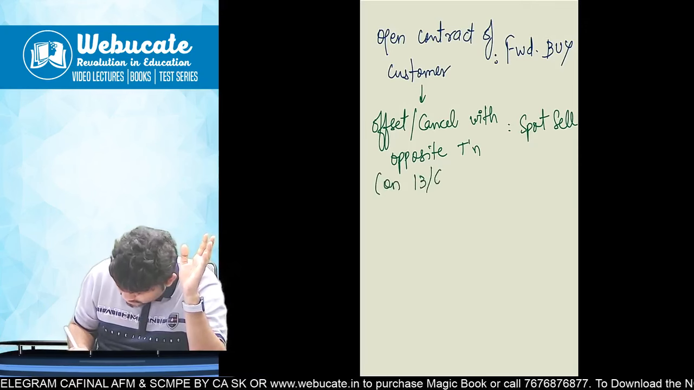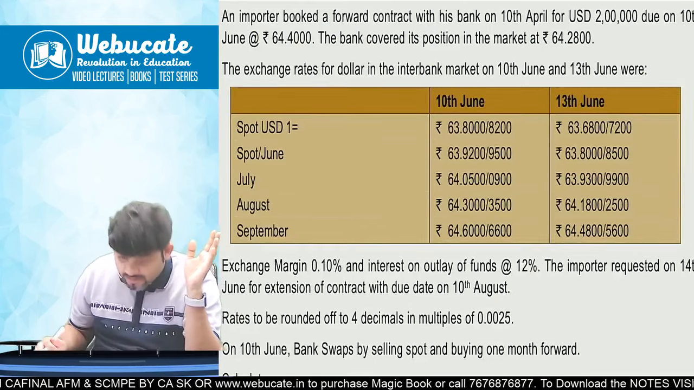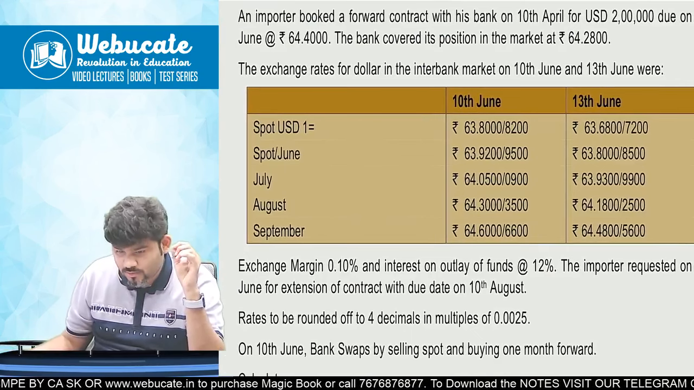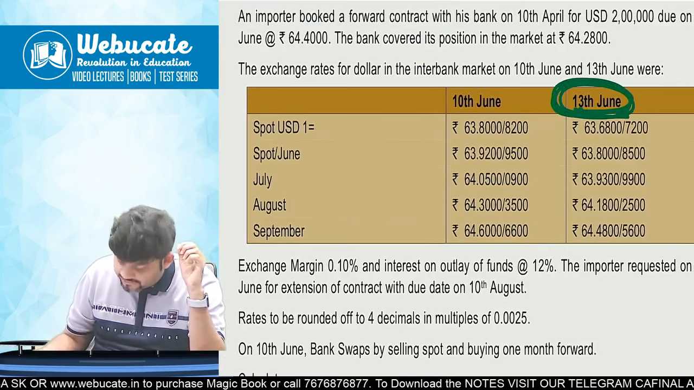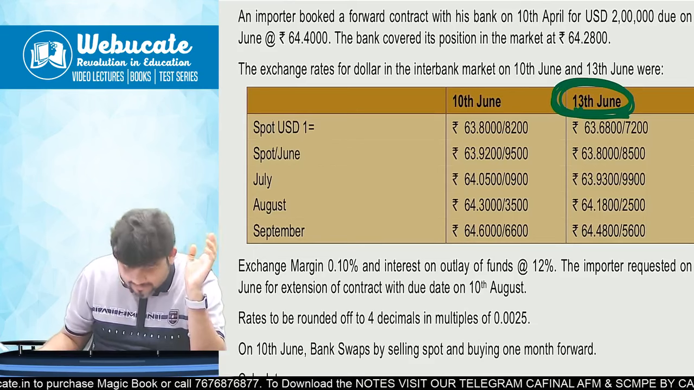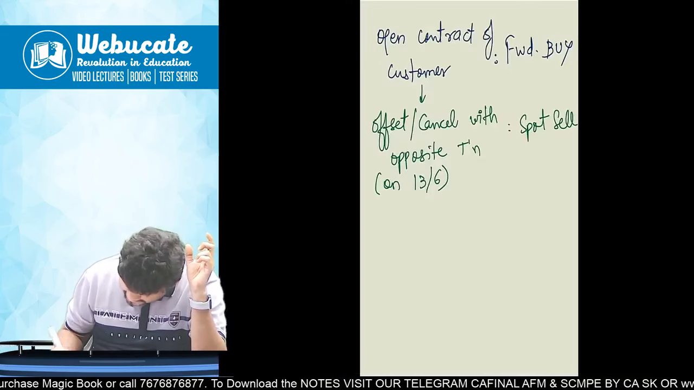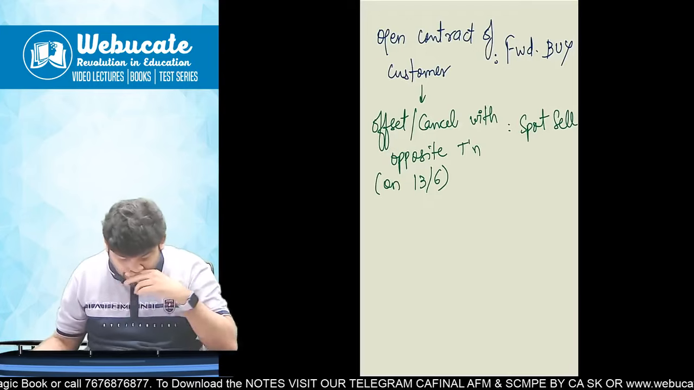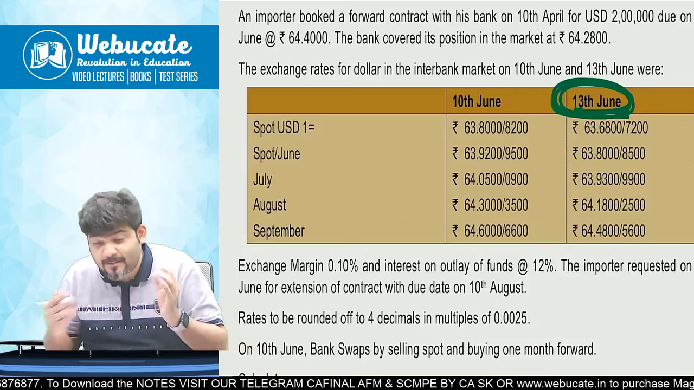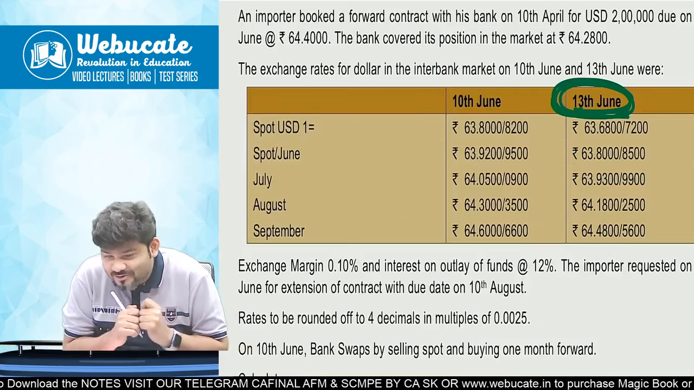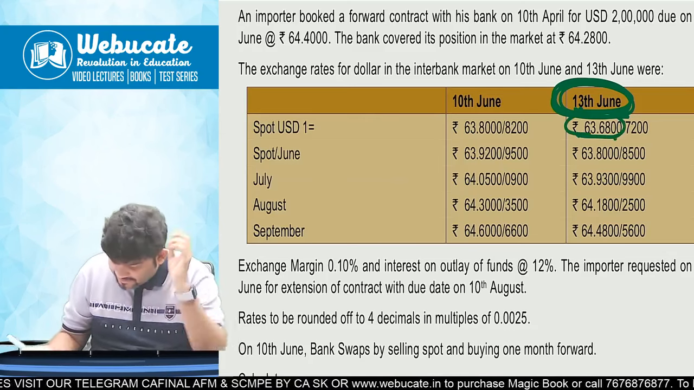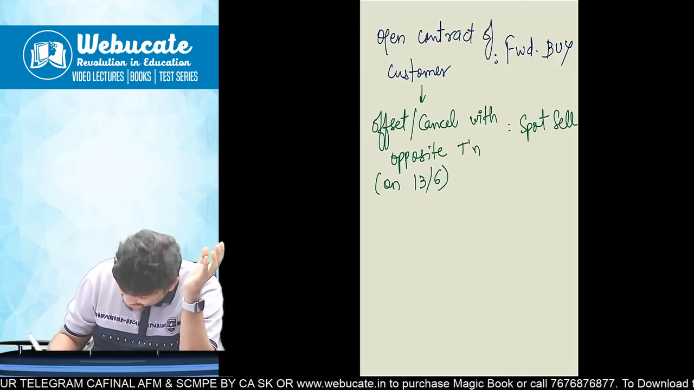On 13th June, what is happening? We have to cancel the open position. How will we do that? Come on. So there is a forward buy. We will have to do a spot sell. Tell me, what is the spot sell rate? If we want to spot sell, bank will buy. So we'll have to take the bid. Bid on 13th June is 63.68. Got it?